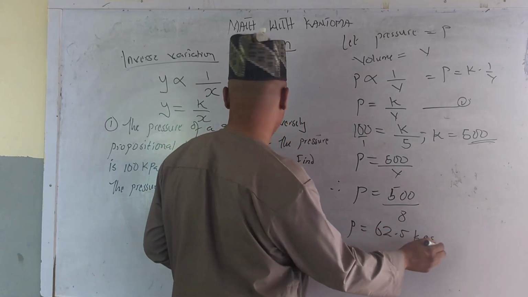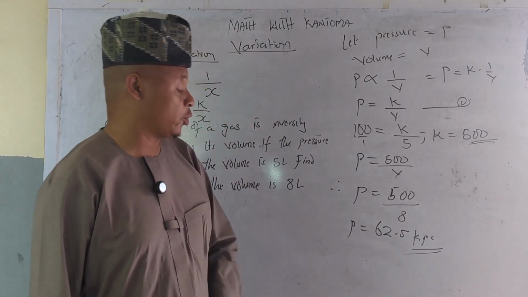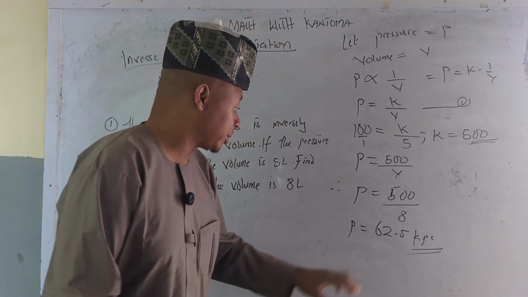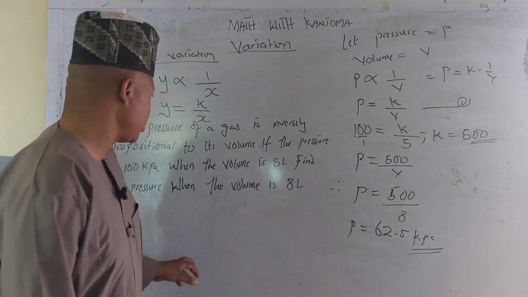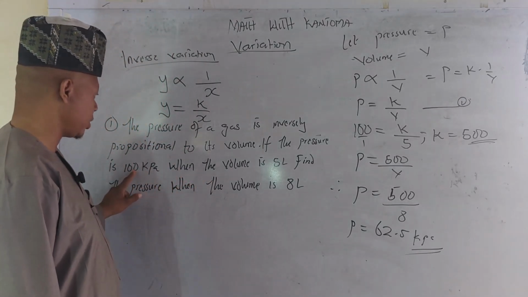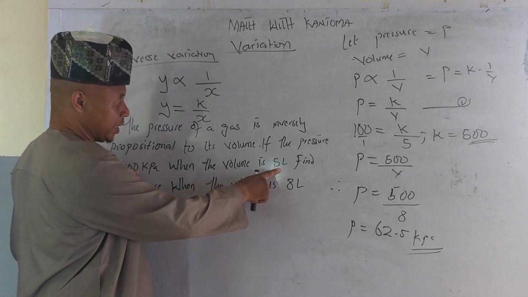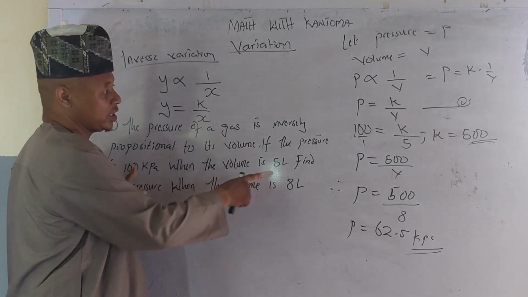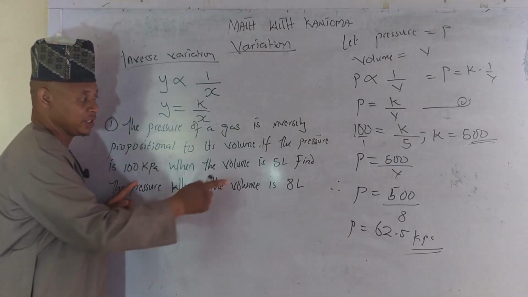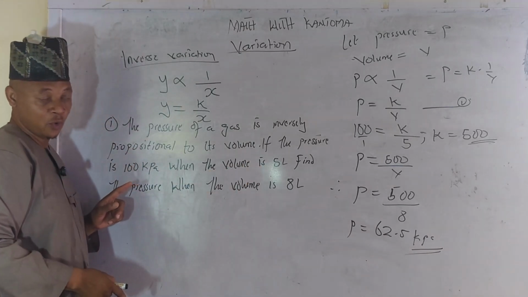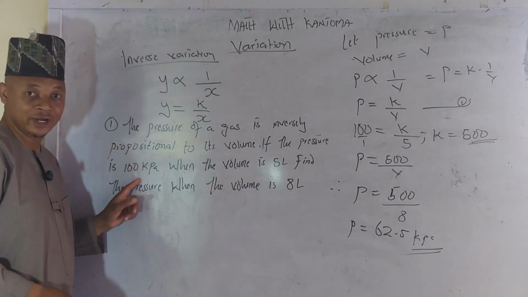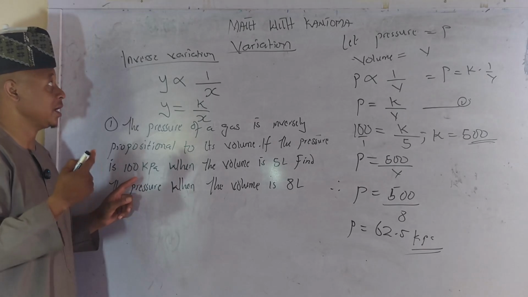So now we write the units. This is the pressure when the volume is 8. If you look at this relationship, the value of pressure is 100 when the volume is 5. So we say the relationship is that when the pressure is increasing, then definitely the volume will be decreasing. Or when the volume is increasing, then the pressure will be decreasing, and vice versa. So this is the case in inverse variation.